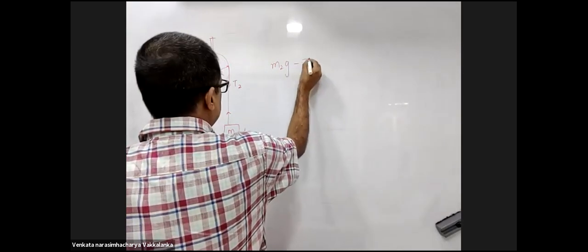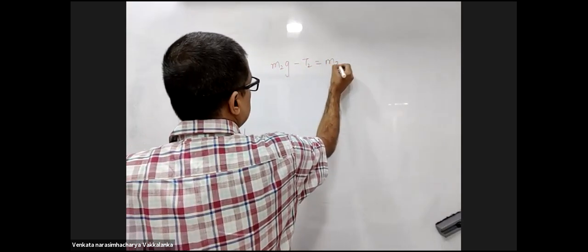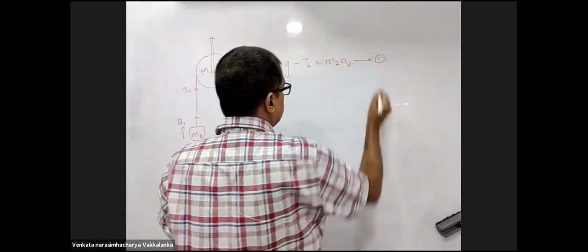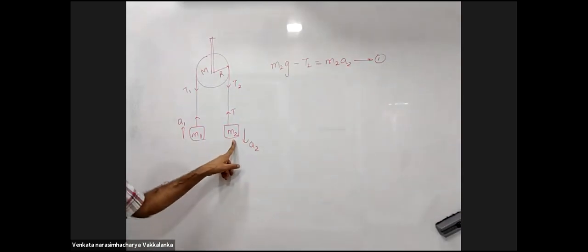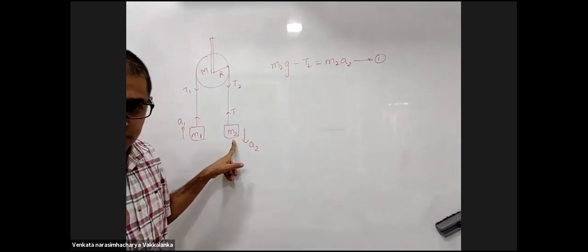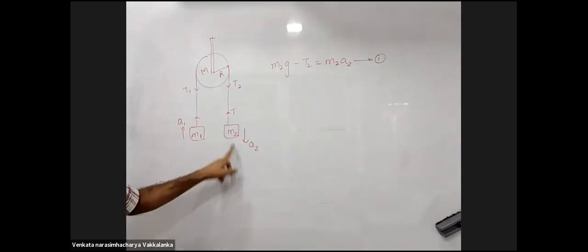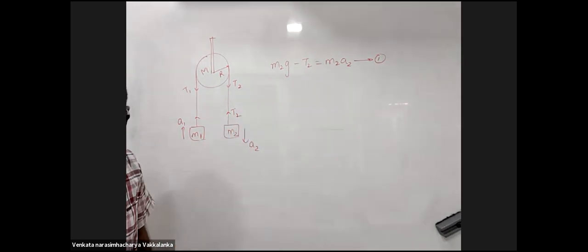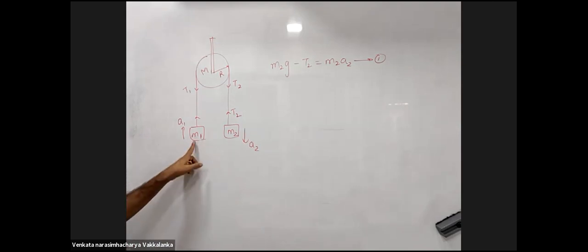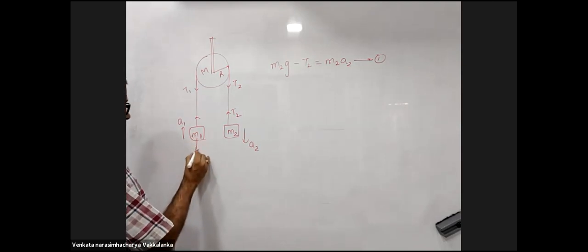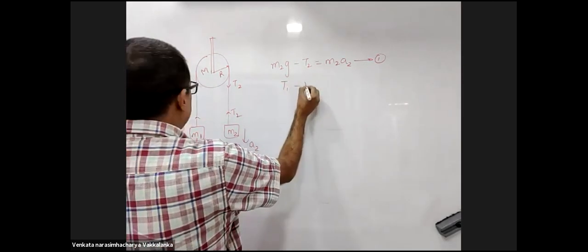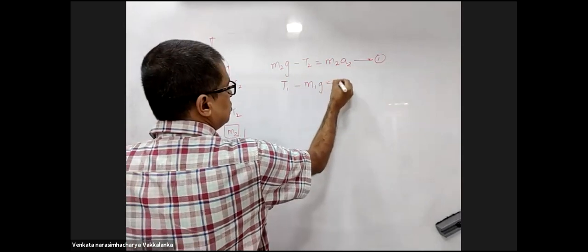M2 into g minus T2 is M2 into a. This is my first equation, the translational dynamic equation for this. M2 g minus T2 is equal to M2 into a. Come to the second equation. This is M1 g. T1 minus M1 g is M1 a1.